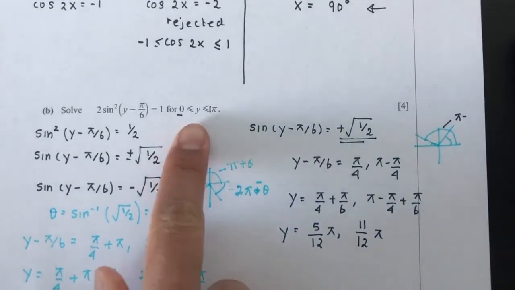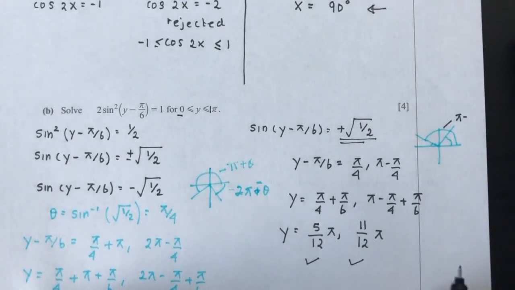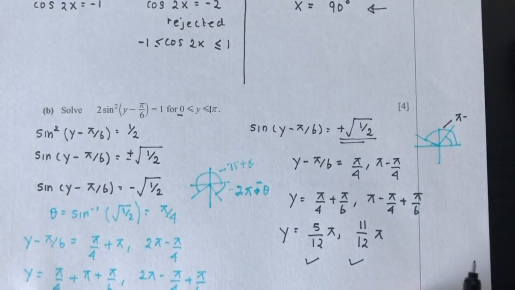So check. Now you can see these values of y are within that domain, so we can take these two values for B to be your answer. That will be part B of the question.